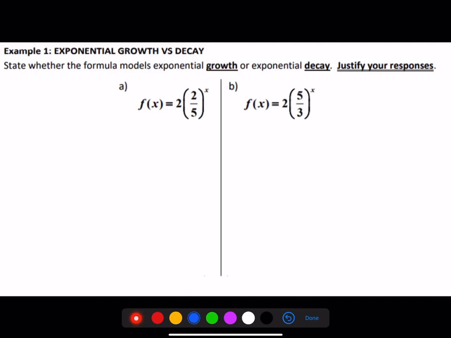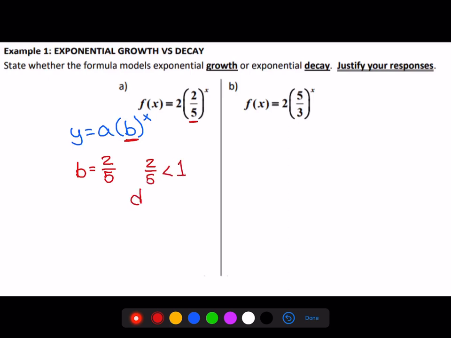So starting this off, y is equal to A times B raised to the power of x. So the first thing that we need to do is identify B. Well, in this case, in letter A, B is 2/5. So B is equal to 2/5. Is 2/5 larger than 1 or less than 1? Well, 2/5 is less than 1, so this is a decay problem. So as you can see, I wrote decay, and then I had my justification. 2/5 is less than 1.